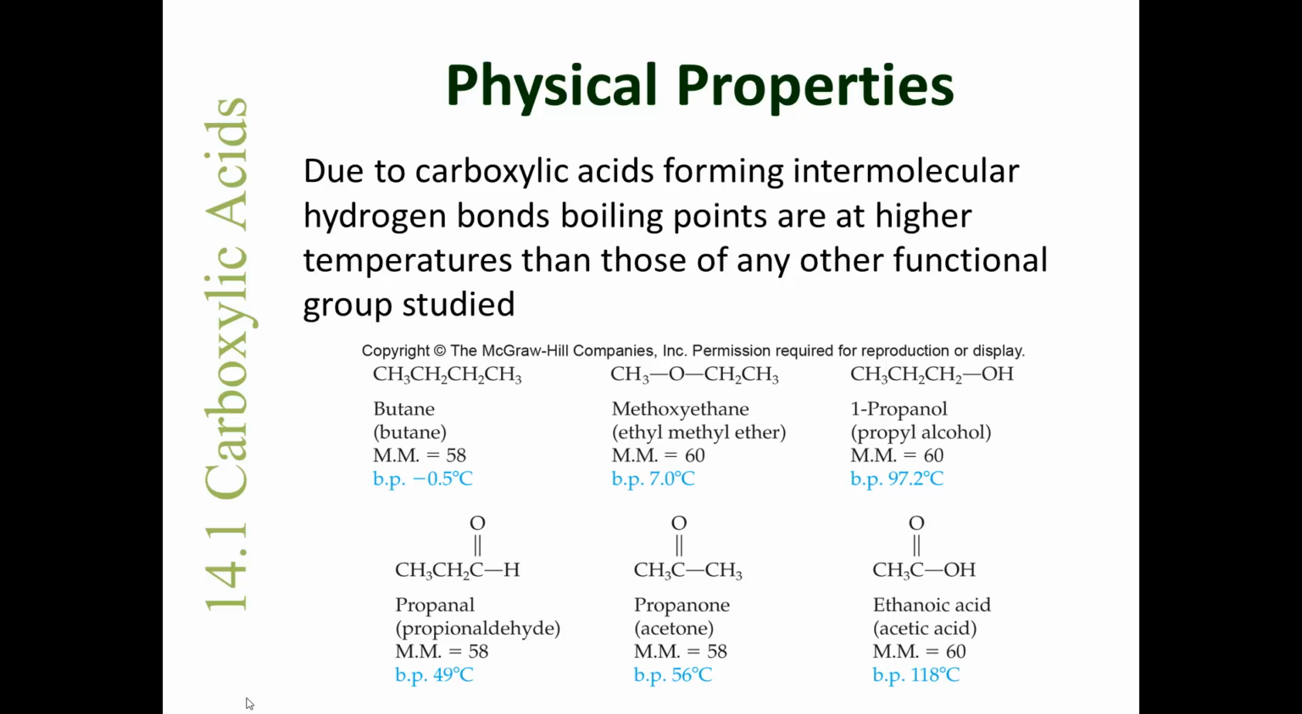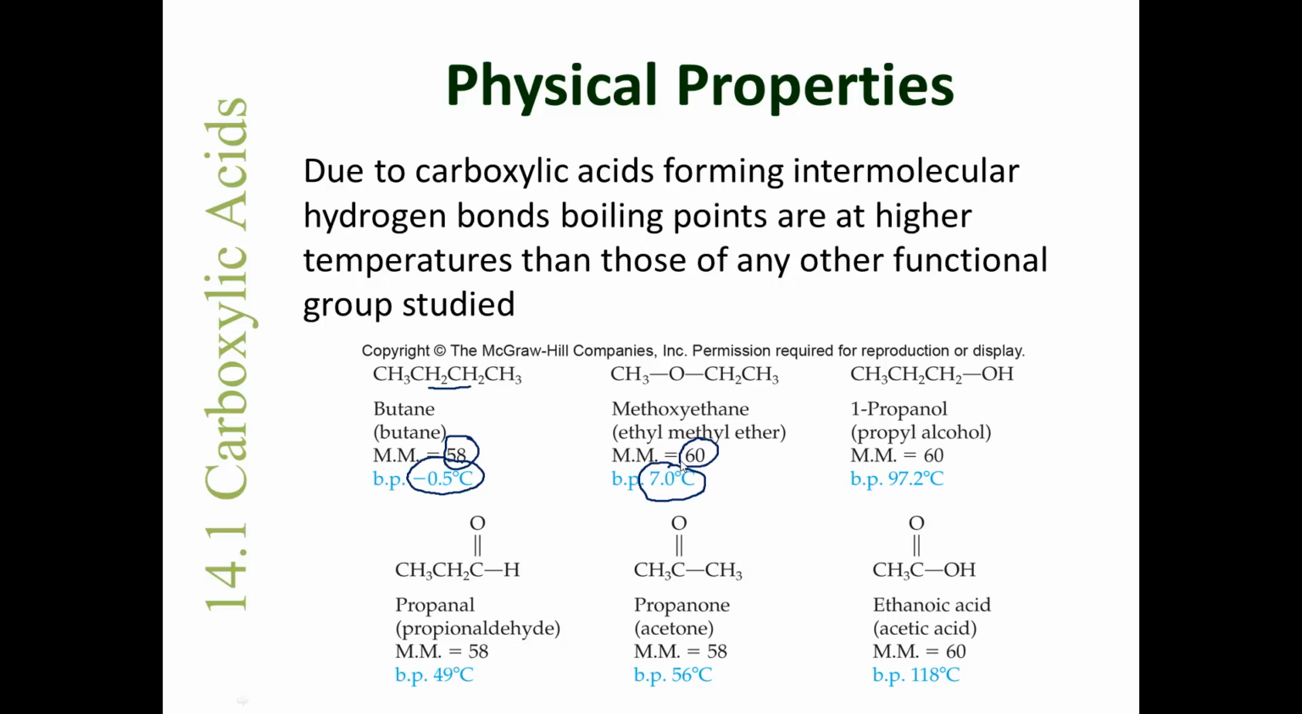All right, so physical properties. Here's where we're going to see it. Here we have a nonpolar butane. It has a boiling point of -5 degrees Celsius. So at room temperature, it's definitely a gas, and you know that. If you've ever seen a butane lighter, you know it's a gas. And it has a molar mass of 58. All right. So here's something with a similar molar mass, but its boiling point is 7 degrees Celsius. All right, so it's above freezing.